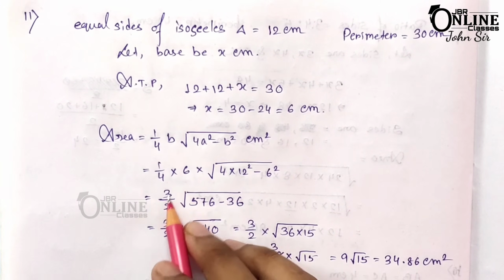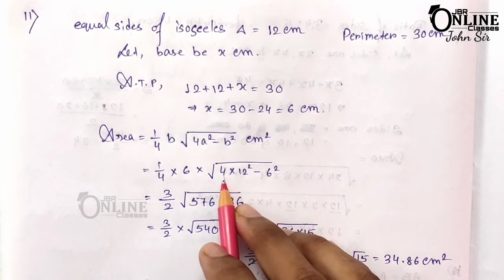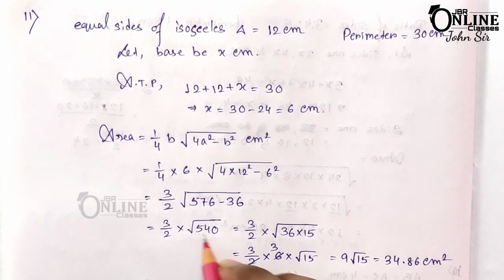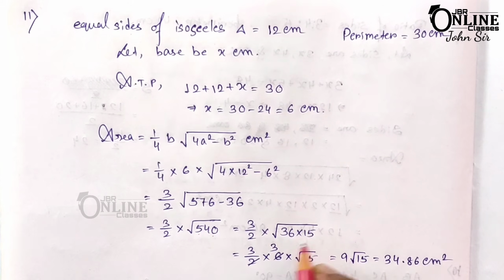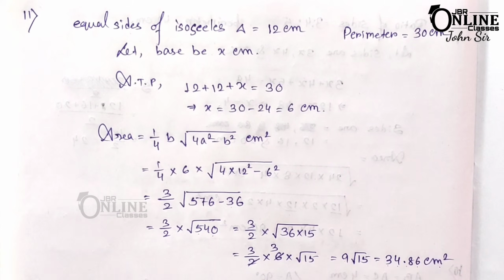So here 3 by 2 and 4 into 12 square, that means 144 into 4, it's 576, minus 36, it will be 540. Now 540 means 36 into 15, root 36 means 6, so here root 15. Now 2 cancels out, 6 by 2 is 3, so 3 into 3, 9 root 15, and the value after multiplying 9 with root 15 becomes 34.86 centimeter square.